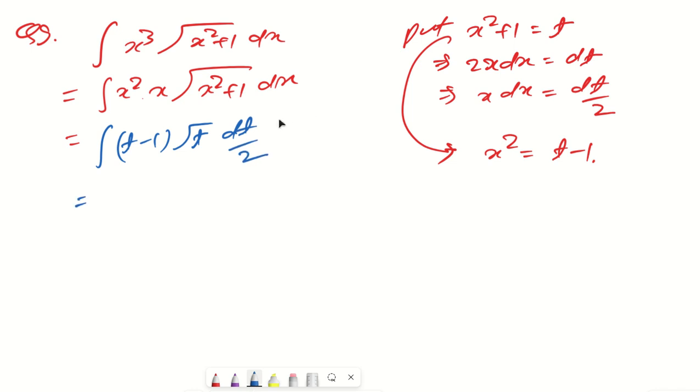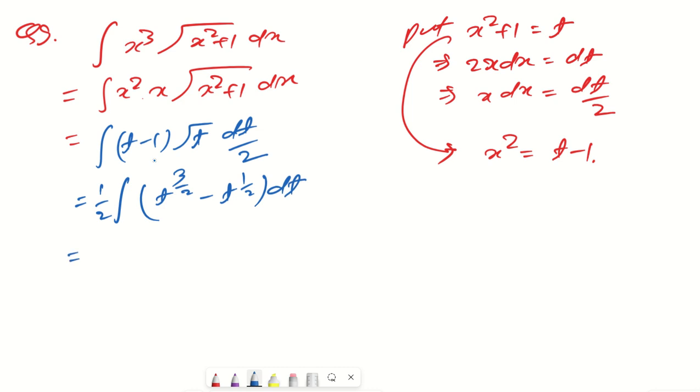So this is going to be the square root of t into dt by 2. Now you know that we can very easily multiply this square root of t inside. So we can get it as 1 by 2 times the integral of t to the power 3 by 2 minus t to the power 1 by 2.